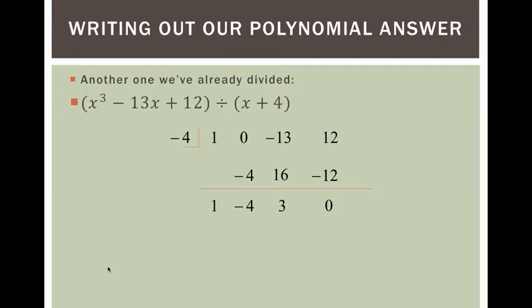Let's look at the second example we did. In this case, the 0 is still the remainder. It just means that there is no remainder, so I don't actually have to write this one in my final answer. Constant, -4 with my x, 1 with my x squared. So I would have x squared minus 4x plus 3, because again, the remainder was 0, so we don't have to write it.